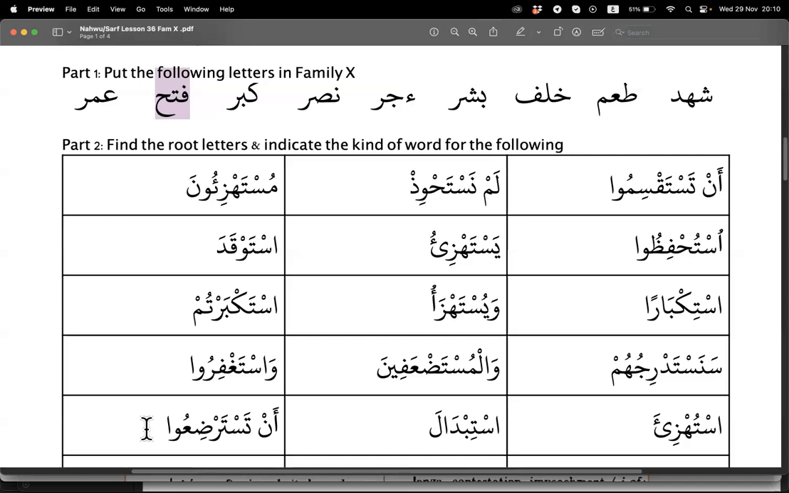Antastardi'u. This one fi'il mudhari' antum, majzum? Why majzum? Mansub, mansub. Yes. What are the root letters? Ra da' ain. Very good.